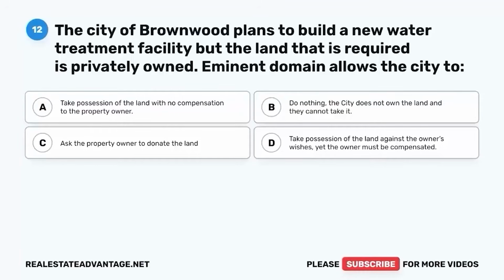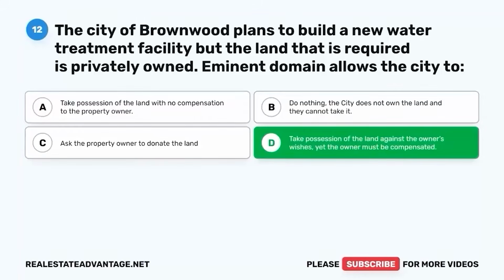is required is privately owned. Eminent domain allows the city to A. Take possession of the land with no compensation to the property owner. B. Do nothing. The city does not own the land and they cannot take it. C. Ask the property owner to donate the land. D. Take possession of the land against the owner's wishes, yet the owner must be compensated.